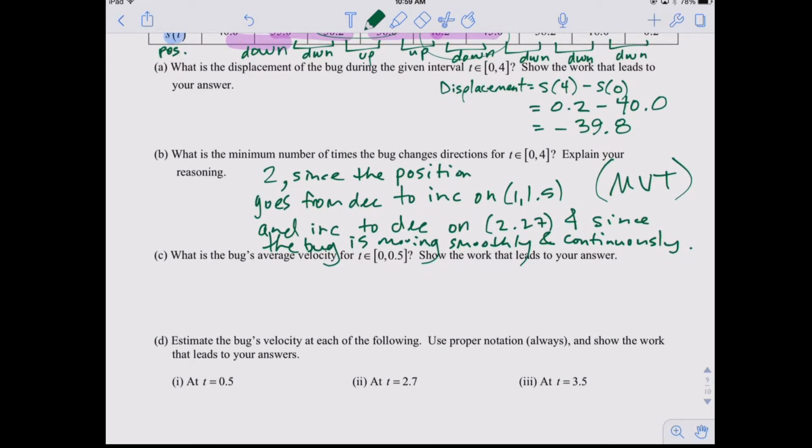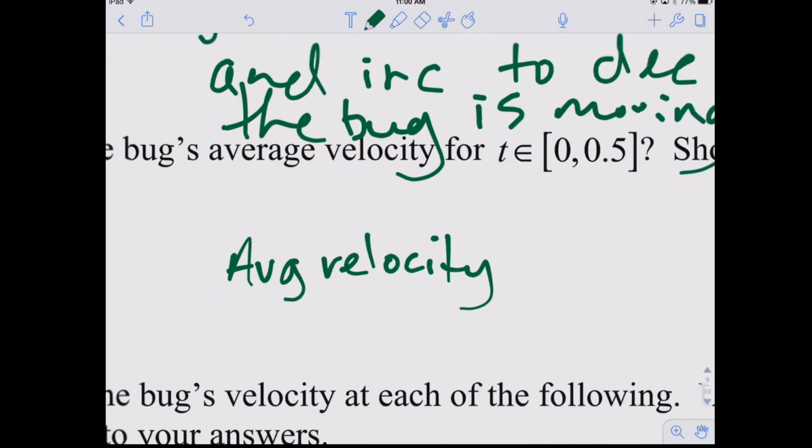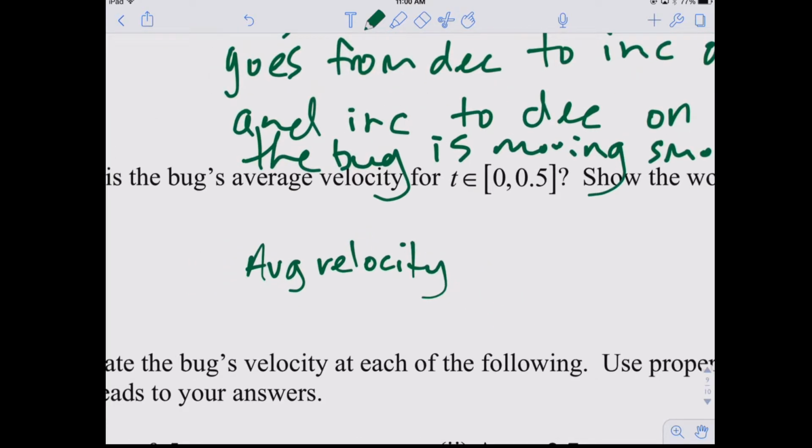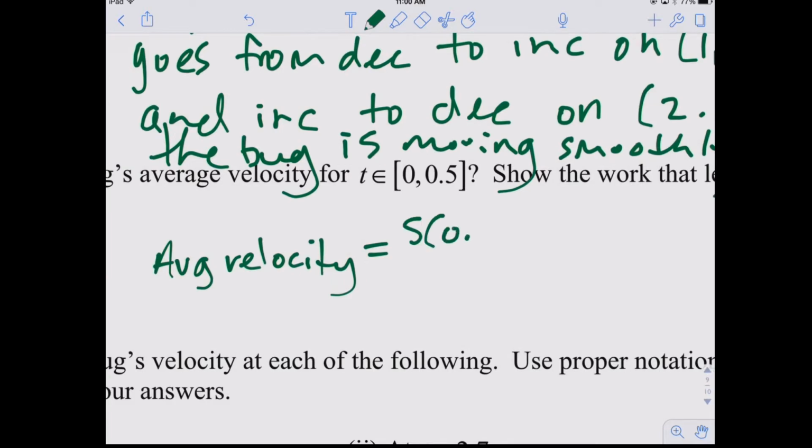Okay. What is the bug's average velocity on the closed interval from 0 to 0.5? Show the work that leads to your answer. Does average velocity require any calculus? No. Does it require any algebra? Yes. The average velocity, remember, is your displacement over time. It's your change in position. So that would be s of 0.5 minus s of 0, all over 0.5 minus 0.